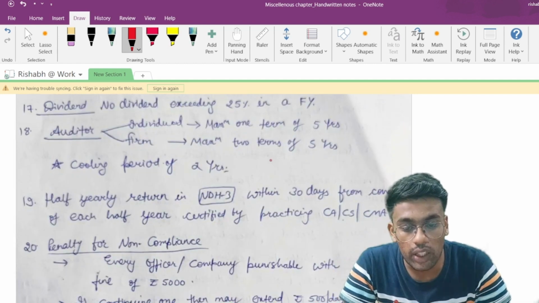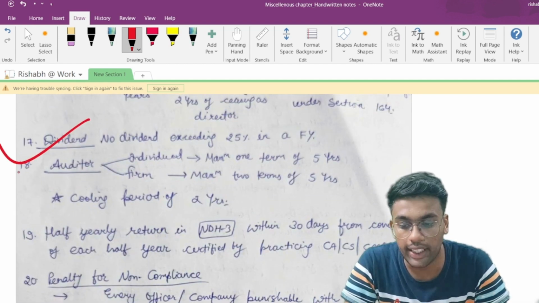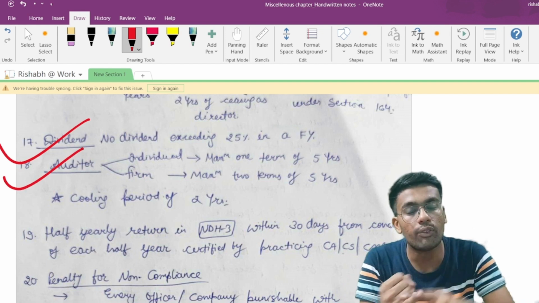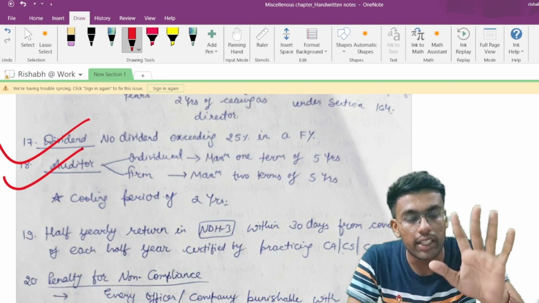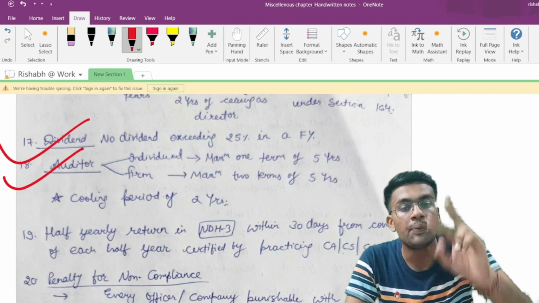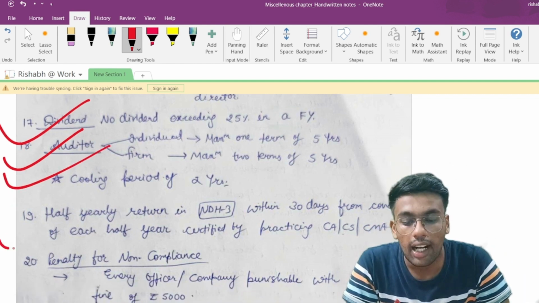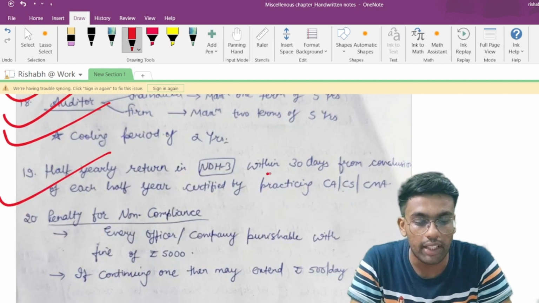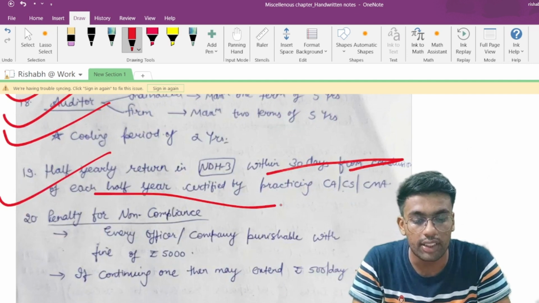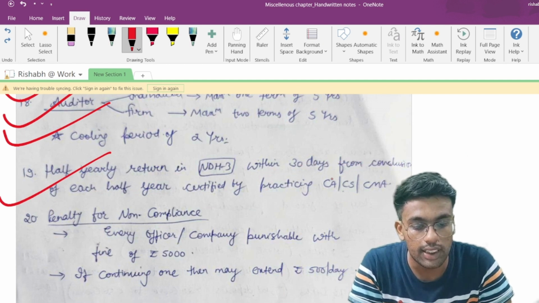Now, dividend exceeding 25% in the financial year cannot be paid. Auditor, individual would be at maximum one term of 5 years, and firm 2 terms of 5 years each, and cooling period of 2 years is there for auditors. Half yearly return in NDH-3 is to be filed within 30 days from the conclusion of each half year, certified by the practicing CA or CS or CMA.